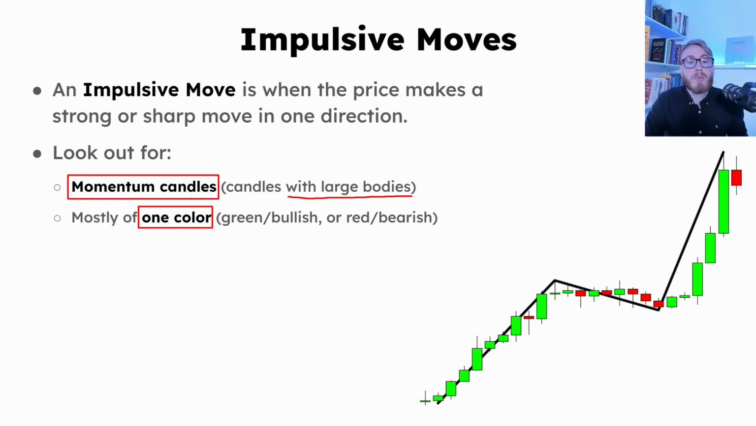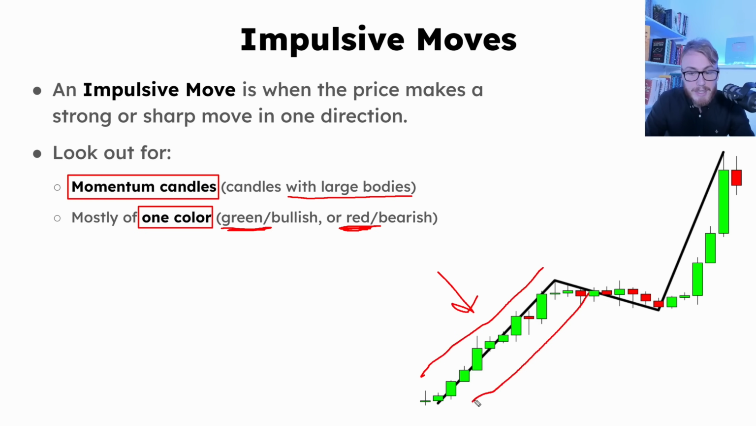So when we have an impulsive move towards the upside, we're looking out for mostly green candles. And when we are looking out for an impulsive move to the downside, we're looking out for mostly red candles right here. So for example, on this impulsive move, you can see that we pretty much only had green candles. We had one small red candle right here, but we definitely had mostly green ones.